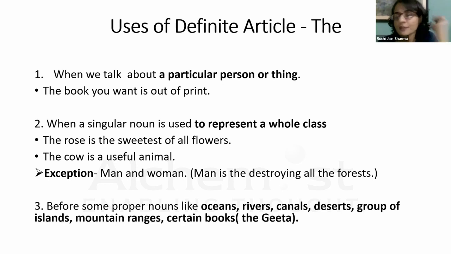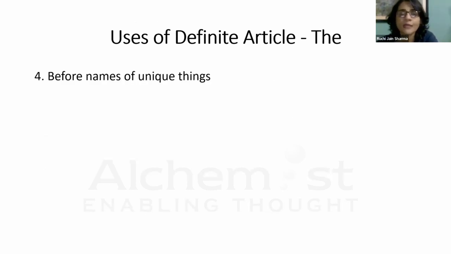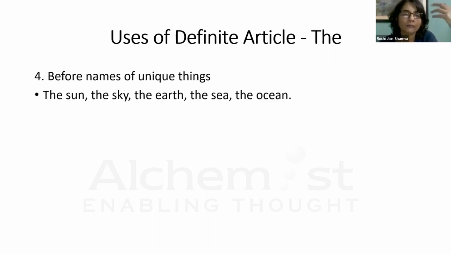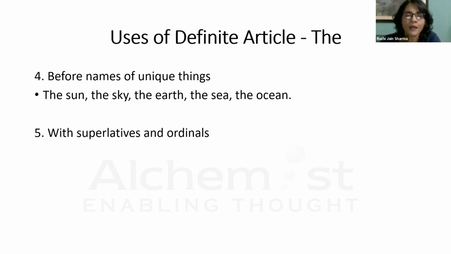Now, before some proper nouns like oceans, the Atlantic, I told you already this, right? Rivers, canals, deserts, groups of islands. So the Andaman and Nicobar Islands, right? Mountain ranges, I already told you, certain books like the Gita. Then before names of unique things, right? The sun, the earth, the moon, the sky, the ocean. These are unique things, so in front of them the will always be used. Also we will use the in front of superlatives and ordinals, right? What are superlatives?